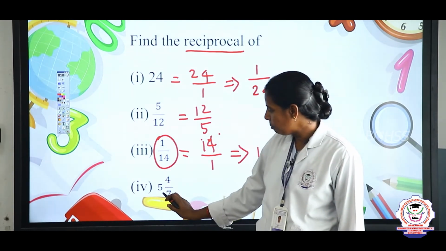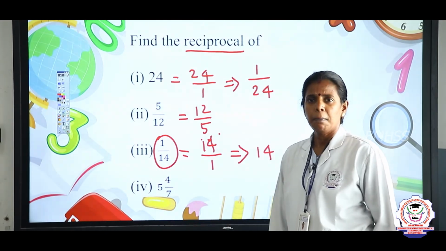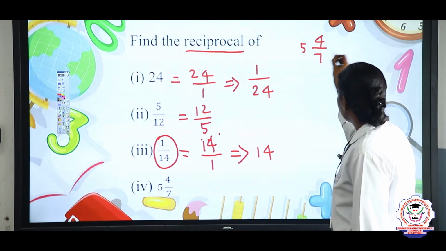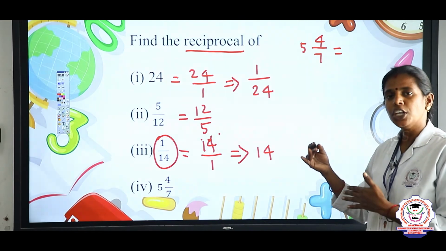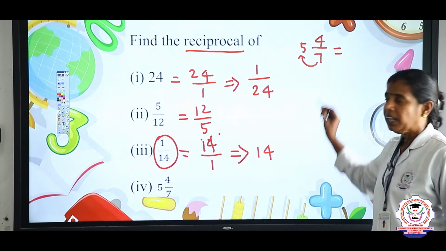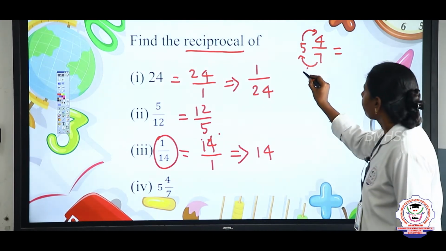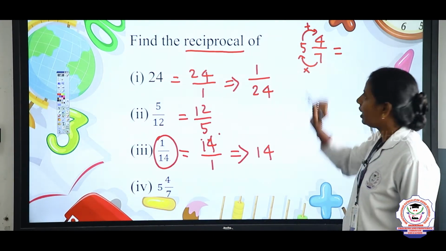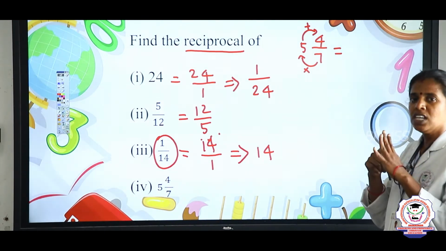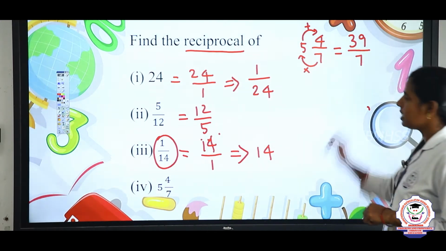Okay. And the last question is 5 4 by 7. See, here 5 4 by 7 is a mixed fraction, right? First convert this mixed fraction into an improper fraction. We are going to multiply the denominator and the whole number, then add the answer to the numerator. So first multiply this, 7 5s are 35. 35 plus 4 is, yes, 39. 39 by the denominator 7.